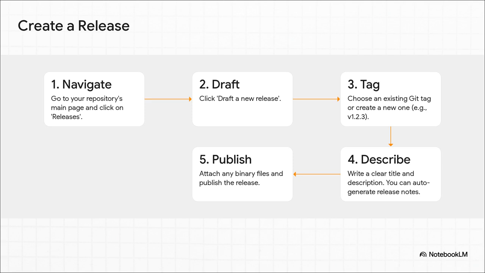So how do you actually make it official? Well, on a platform like GitHub, it's pretty straightforward. You just head over to the releases page in your repository, you draft a new release, you create a new tag that matches your version number, like v1.2.3, and then you write up some clear, helpful release notes. You hit publish, and that's it. You've just formalized that contract with your users.